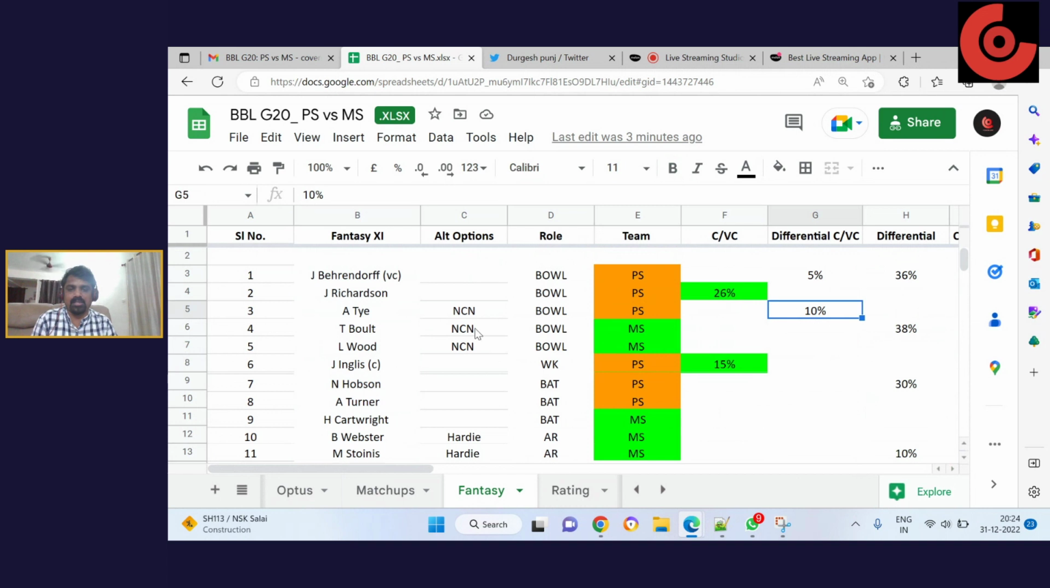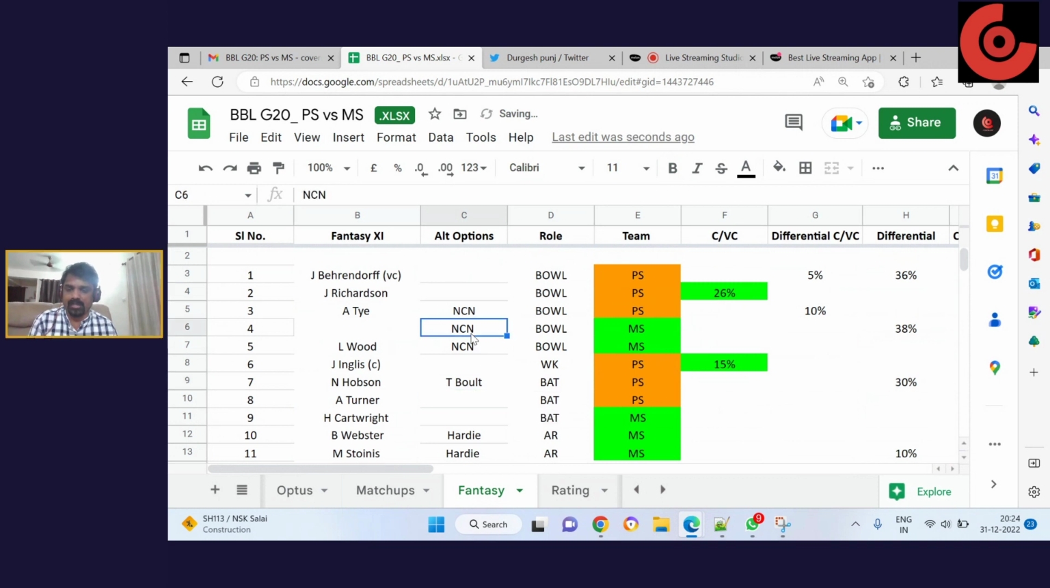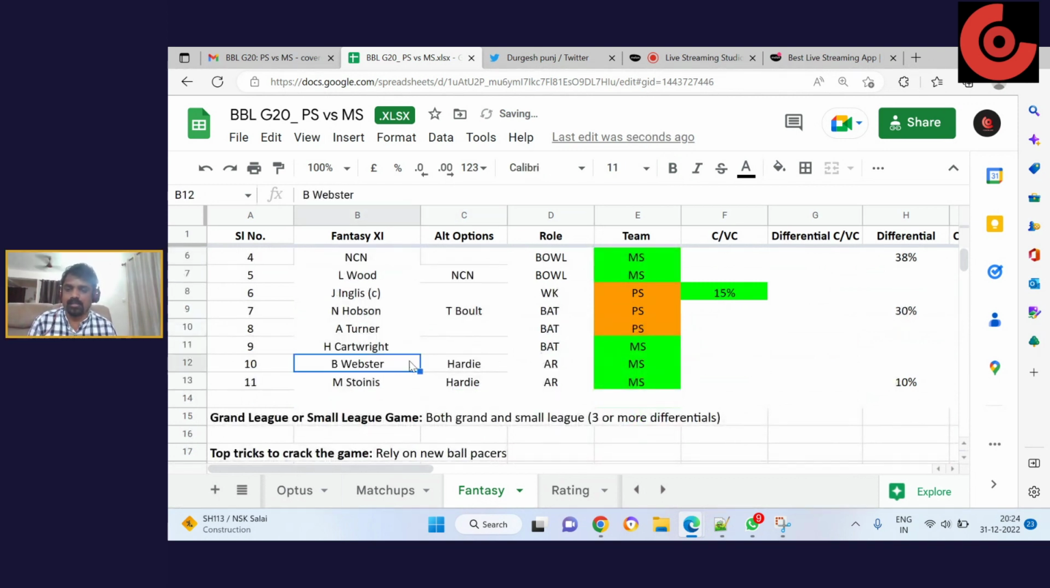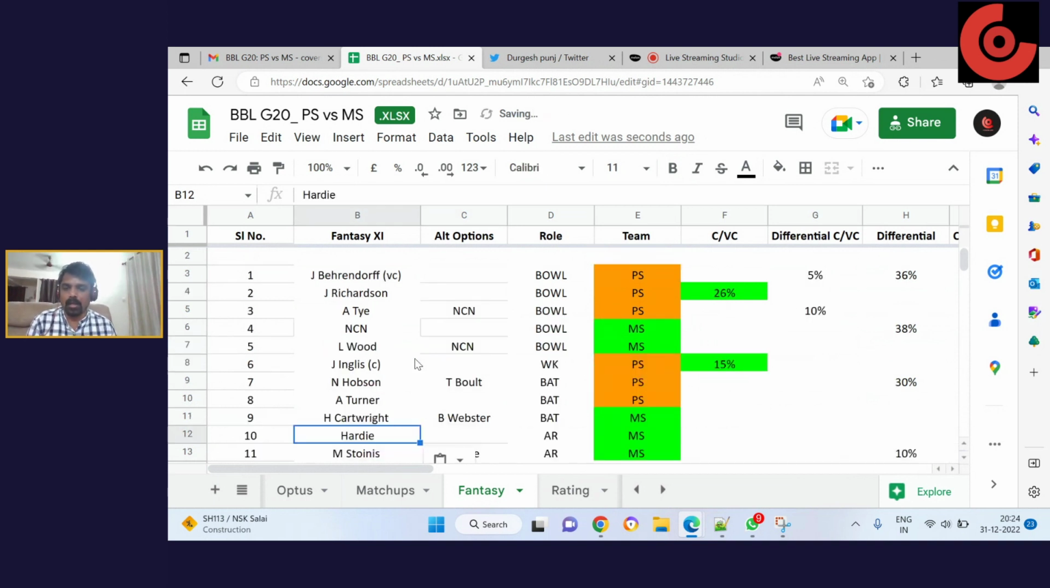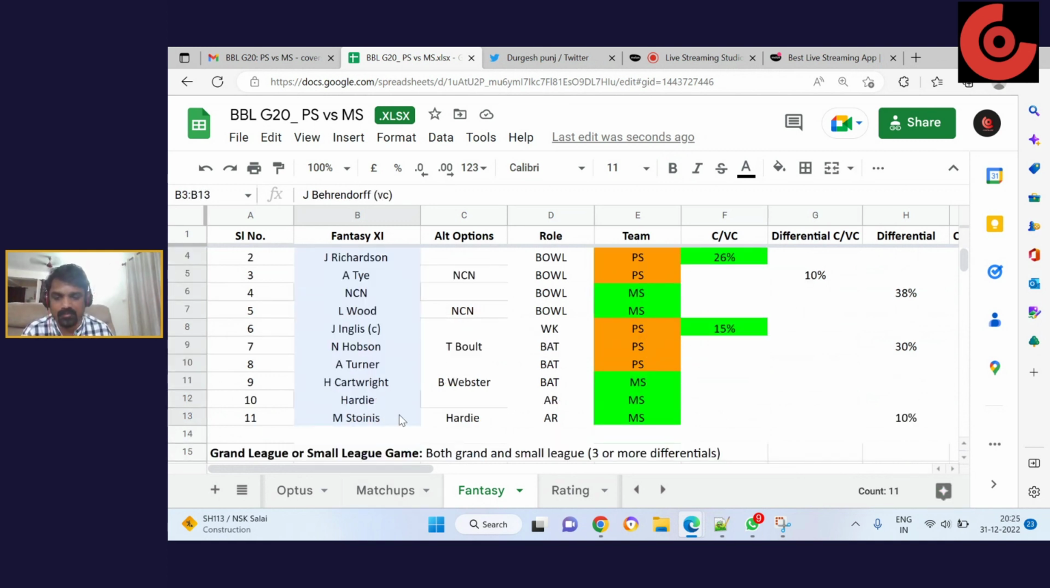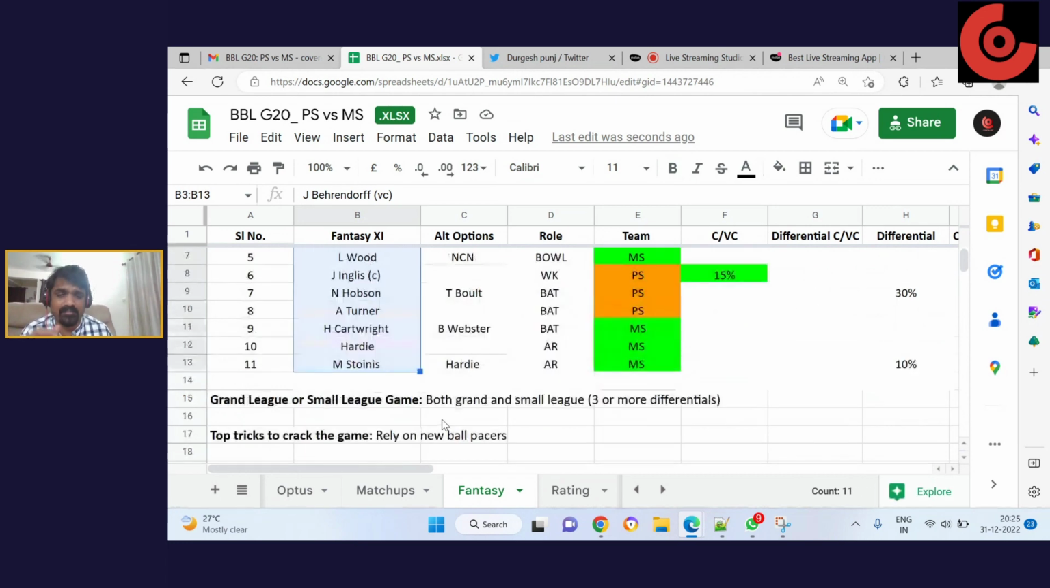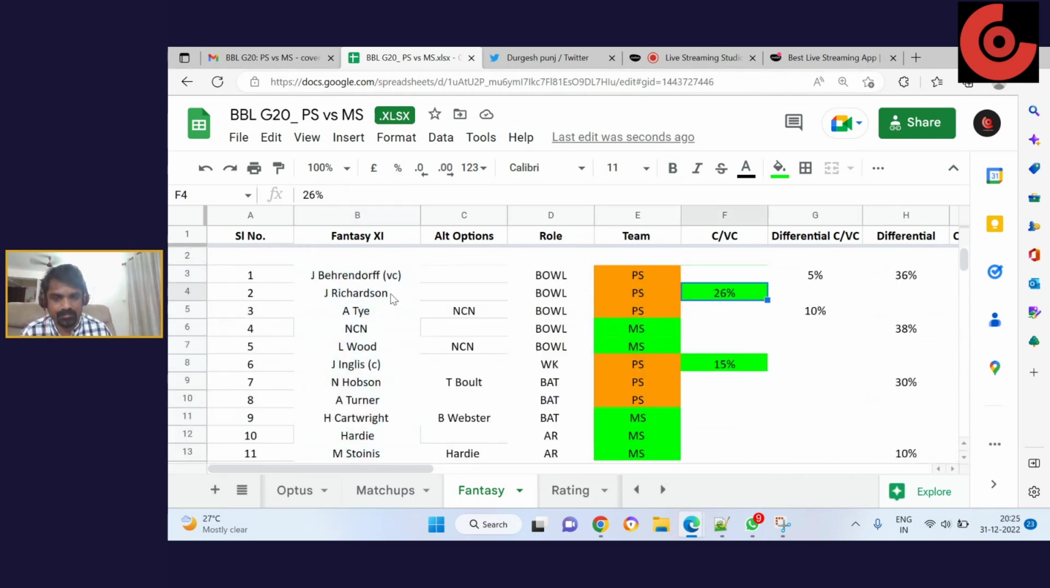So if you have 4 teams so far, the remaining 2 teams can be created by, for example, NCN, who has been marked as an alternative for all these 3 bowlers. So what you do is take Bolt out, put NCN in, and take Webster out, put Hardy in, and it's a new 11, right? You have changed a couple of players. That's how you generally do daily fantasy. You change a couple of players from the base combination from the first 11, and use the same captain and vice captain. You'll create a fifth.